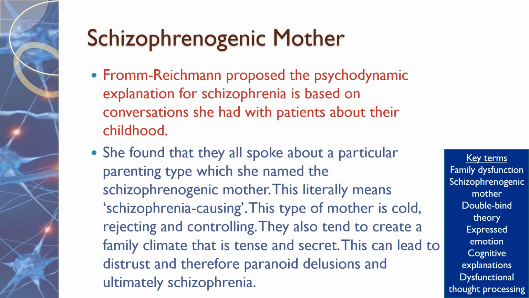So the schizophrenic mother: Fromm-Reichmann proposed a psychodynamic explanation for schizophrenia based on conversations she had with patients about their childhood. Remember, the psychodynamic explanation comes from Freud, and it's about your unconscious and your hidden desires. She found that they all spoke about a particular parenting type, which she named the schizophrenic mother, and it literally means schizophrenia causing. This type of mother is cold, rejecting, and controlling. They also tend to create a family climate that is tense and secret. This can lead to distrust and therefore paranoid delusions, and ultimately schizophrenia.